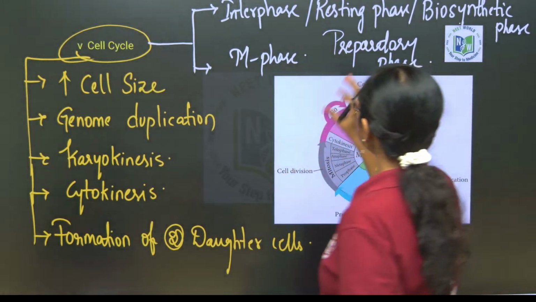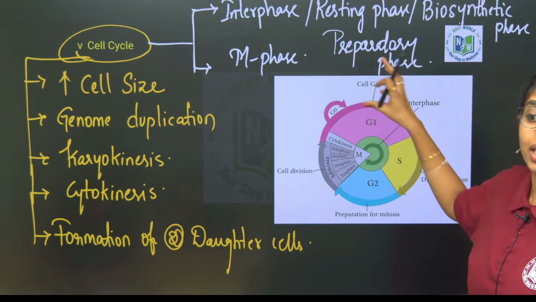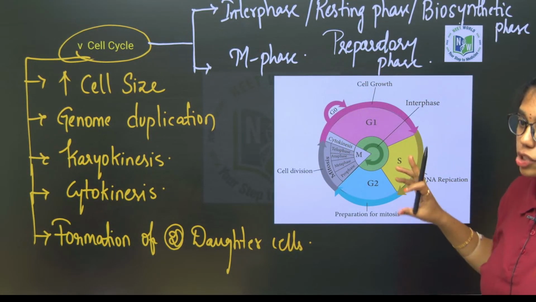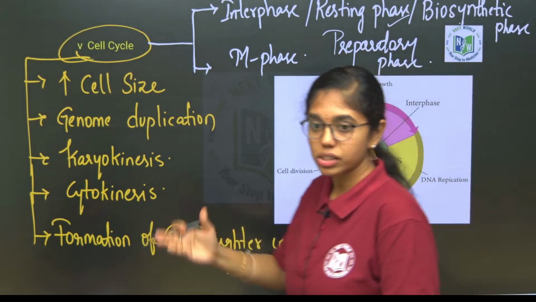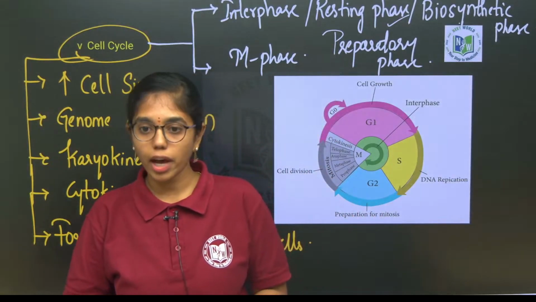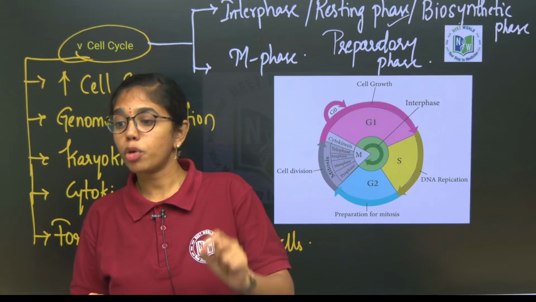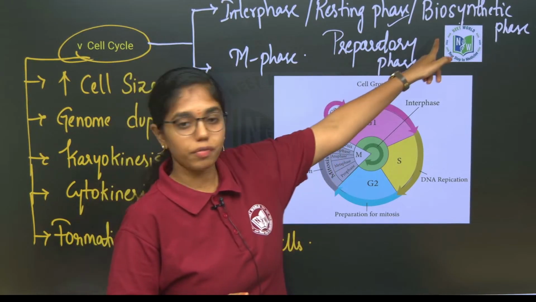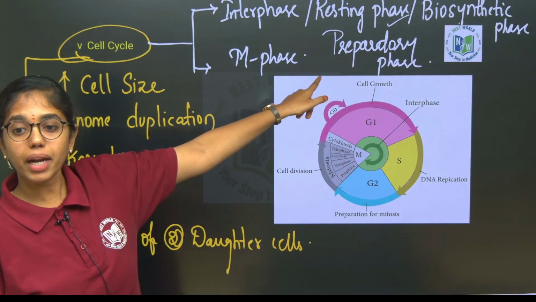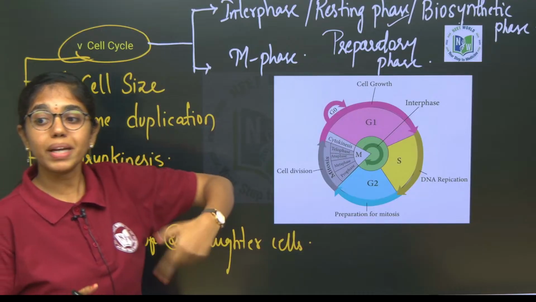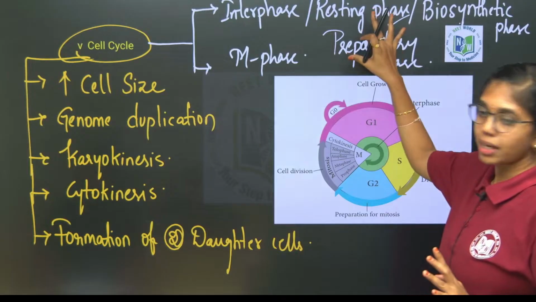Why is interphase also called as resting phase? Because there is no actual cell division happening in the interphase. Why is it called as biosynthetic phase? Because there is synthesis of cellular constituents, cellular organelles, and constituents like RNA and proteins are synthesized in the interphase. It is also called as preparatory phase because in this phase complete preparation for actual cell division will happen. Fine. So, these are the synonyms of interphase.